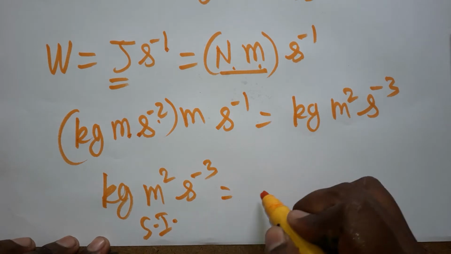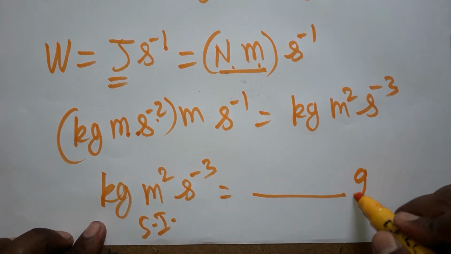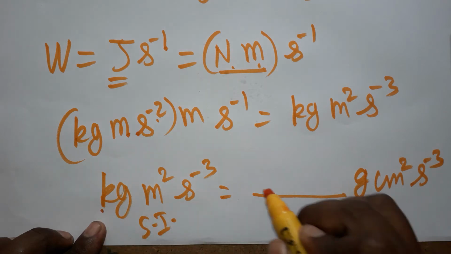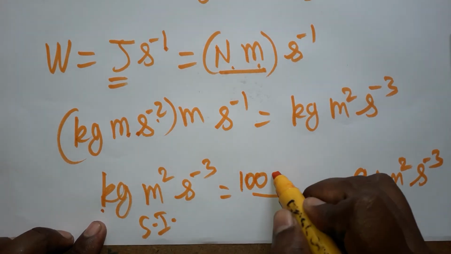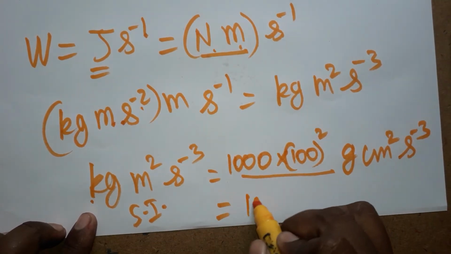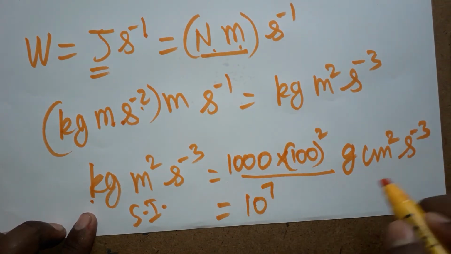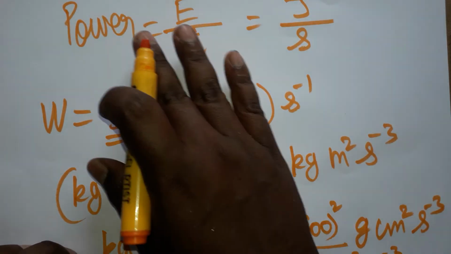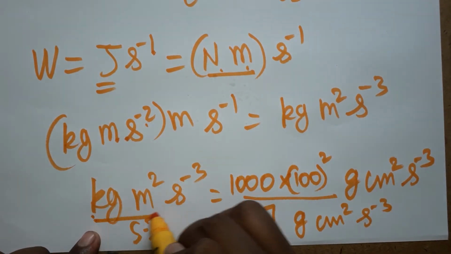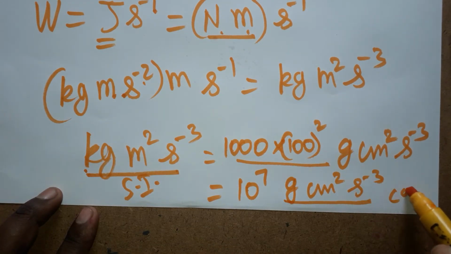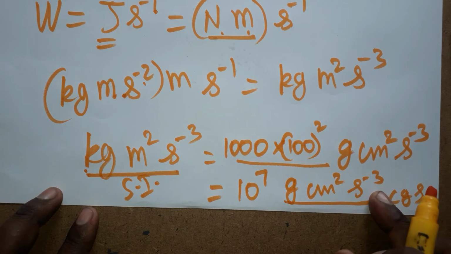The same unit I am going to convert to the CGS system. It's gram centimeter square second minus 3. So kg to gram is 1000, meter to centimeter is 100, and because of meter square it's 100 square. The same thing, 10 power 7. So we get gram centimeter square second minus 3. The power unit in SI is kg meter square second minus 3. The same power unit in the CGS system is gram centimeter square second minus 3.